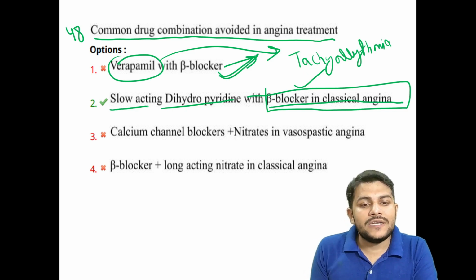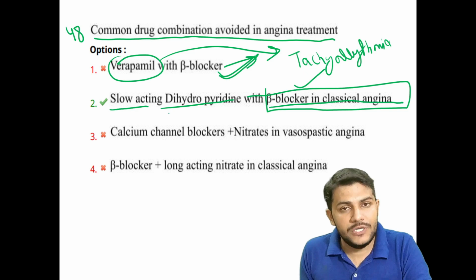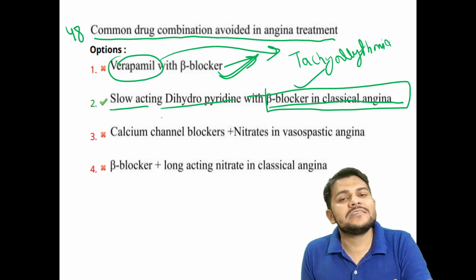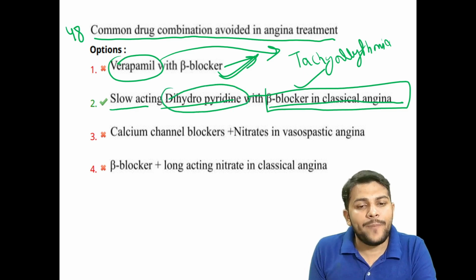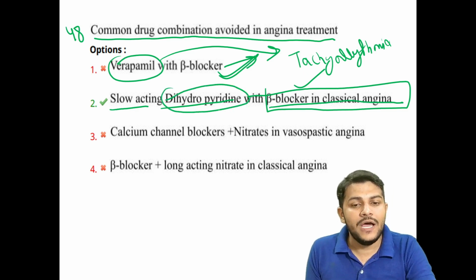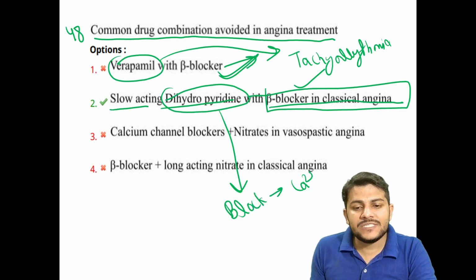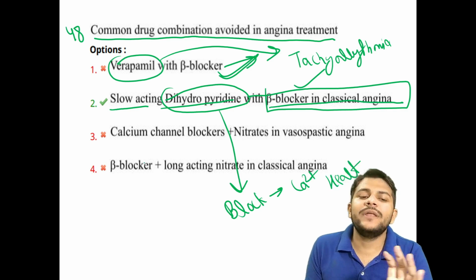Question number 49 asks which of the following is preferred in cerebral edema: a very potent, long-acting, and highly selective glucocorticoid. Students, read this question completely: very potent, long-acting, highly selective glucocorticoid. This means the glucocorticoid has zero mineralocorticoid activity, so it is an all-selective glucocorticoid.